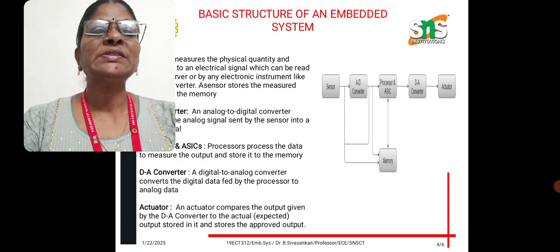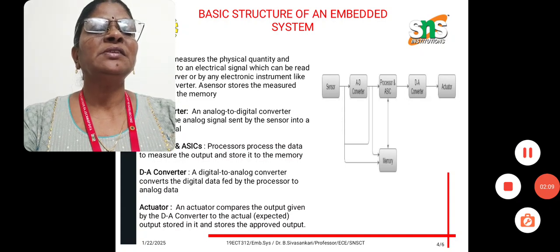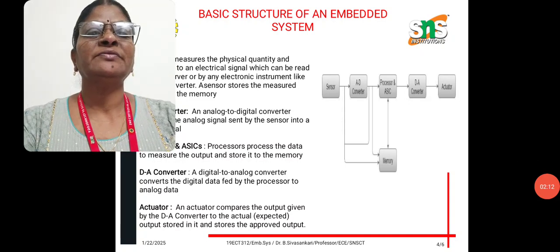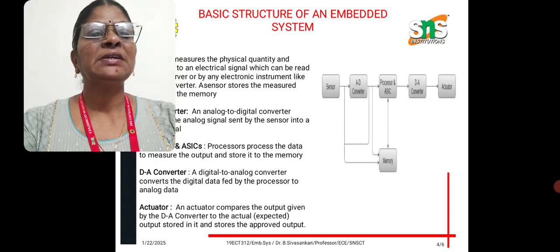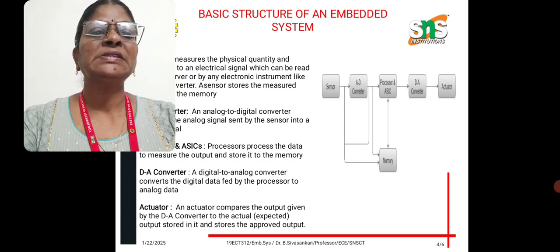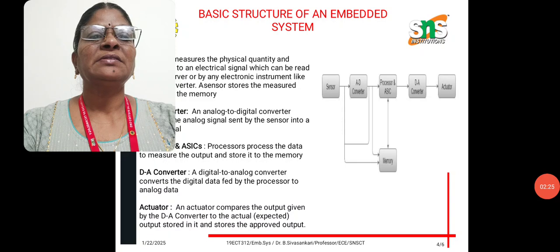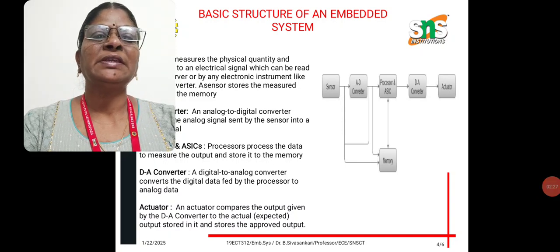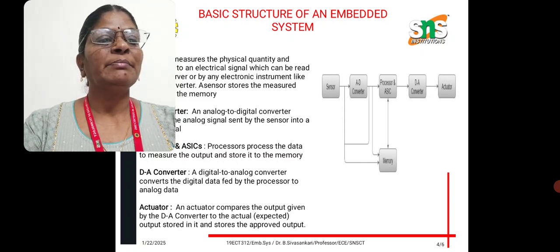A sensor stores the measured physical quantity into the memory. So here you can see the observer is considered as the analog to digital converter. And this analog to digital converter converts the analog signal sent by the sensor into digital and feeds it to the processor. This processor and ASICs process the data to measure the output and store it to the memory.